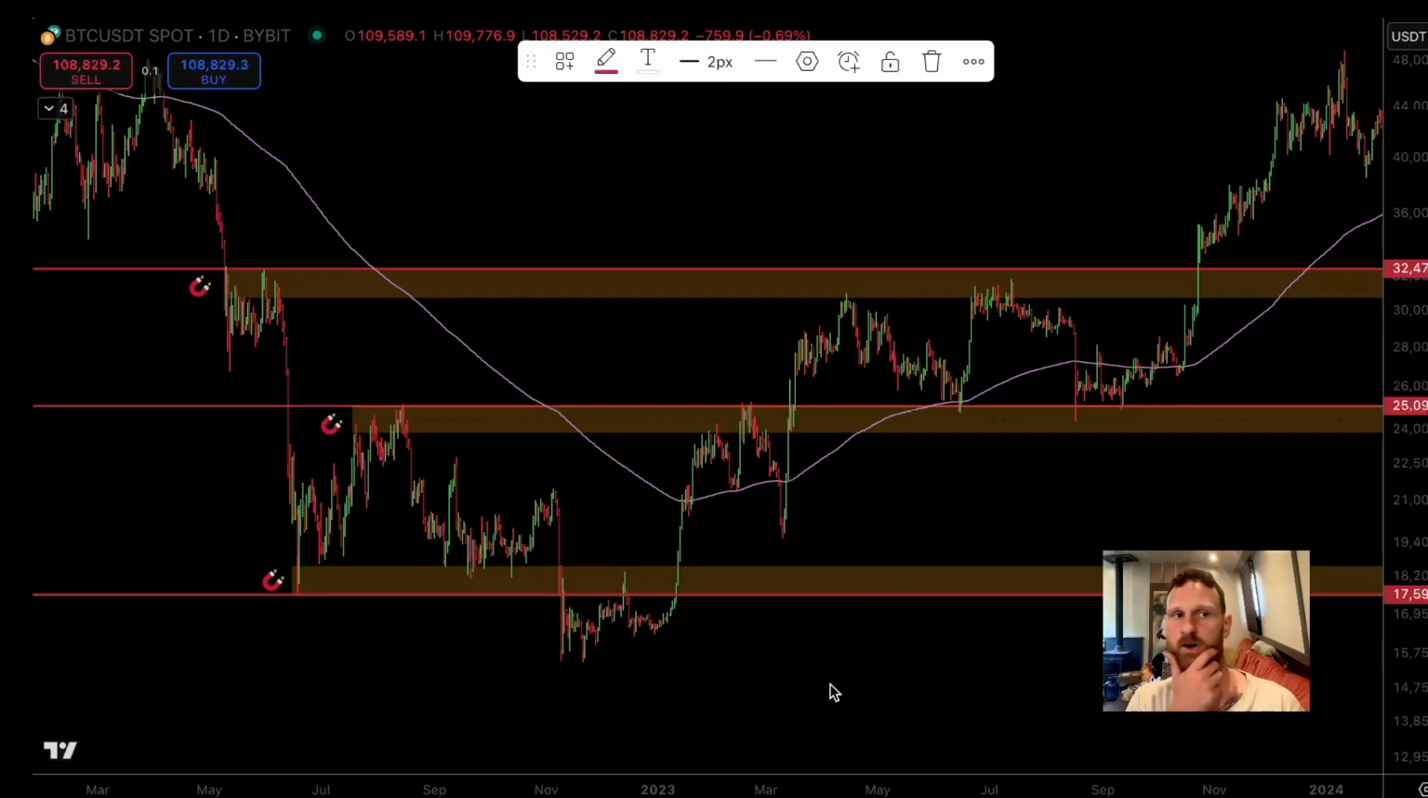And that's it. That's what high volume nodes are and what to look out for. In the next video, I'll show you how to identify these areas.